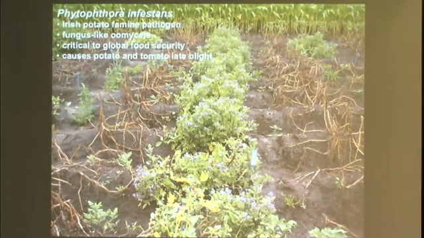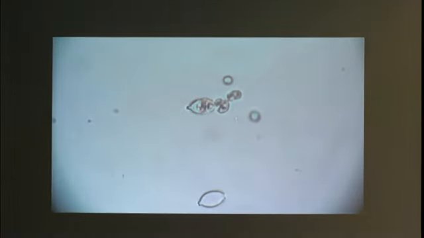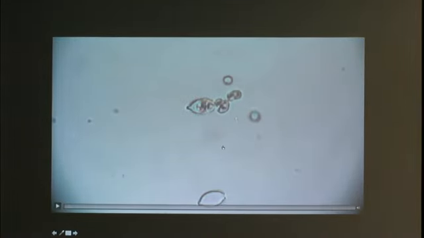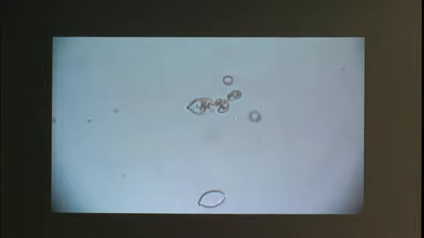So this is a Phytophthora infested field. This is a resistant line that was bred very recently. As you can see, the potatoes which are not resistant are completely wiped out. I'll just show you the life cycle of the pathogen, and also it's almost Christmas, so we made a song about the life cycle of the pathogen.